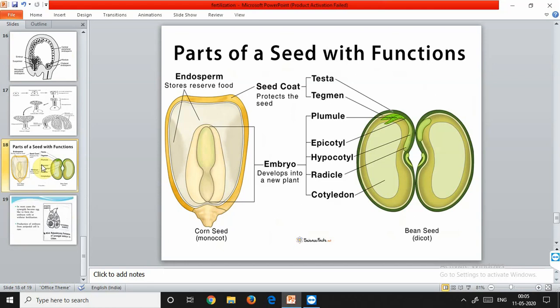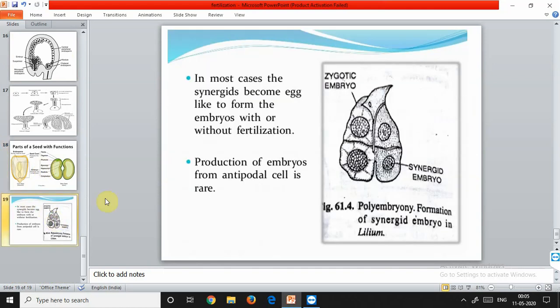The seed forms the fruit, and there are some special cases also where polyembryony occurs. Now what is polyembryony? Production of more than one embryo. The occurrence of more than one embryo in a seed is called polyembryony. So polyembryony occurs in the case of Lilium, as shown, when the synergid.